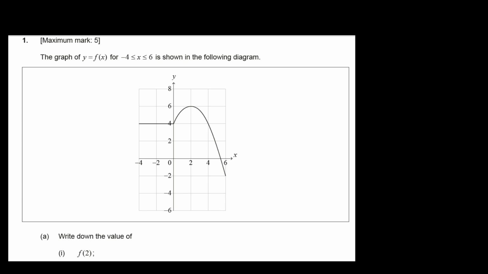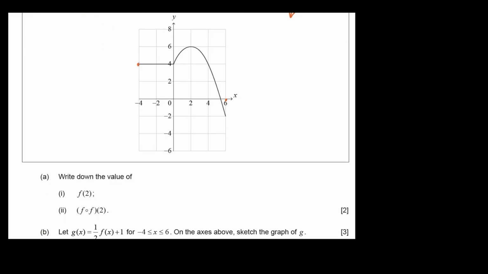So we have an exam question over here. It's about functions and composite functions. The graph of y equals f(x) for the domain of x between -4 and 6 is shown on the following diagram. A, write down the value of f(2) and then f(f(2)).